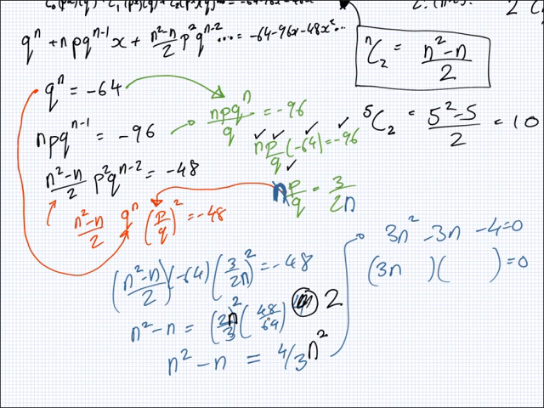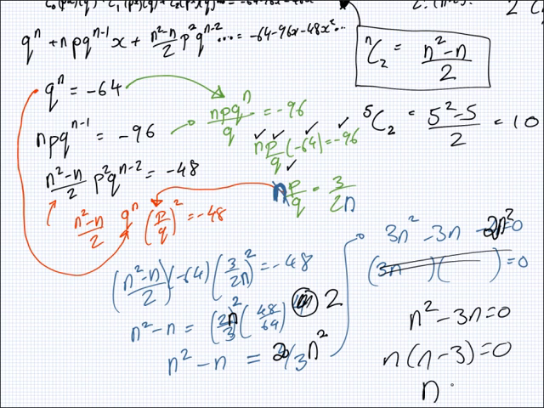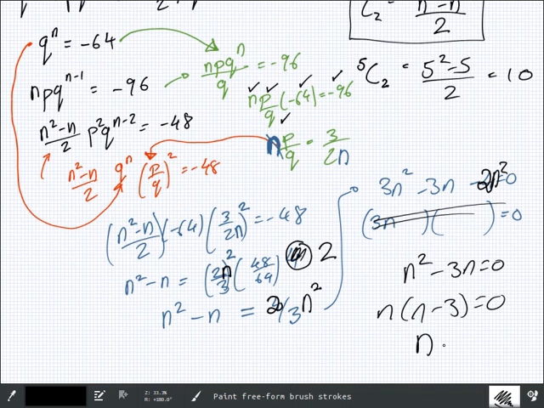2 over 3 squared times 48 over 64 times, what is it? 2 over 3. So 3n squared minus 3n. No, it's minus 2n squared. Oh, nice. So that's going to be n squared minus 3n equals 0. n minus 3 equals 0. So n equals 3. Success.